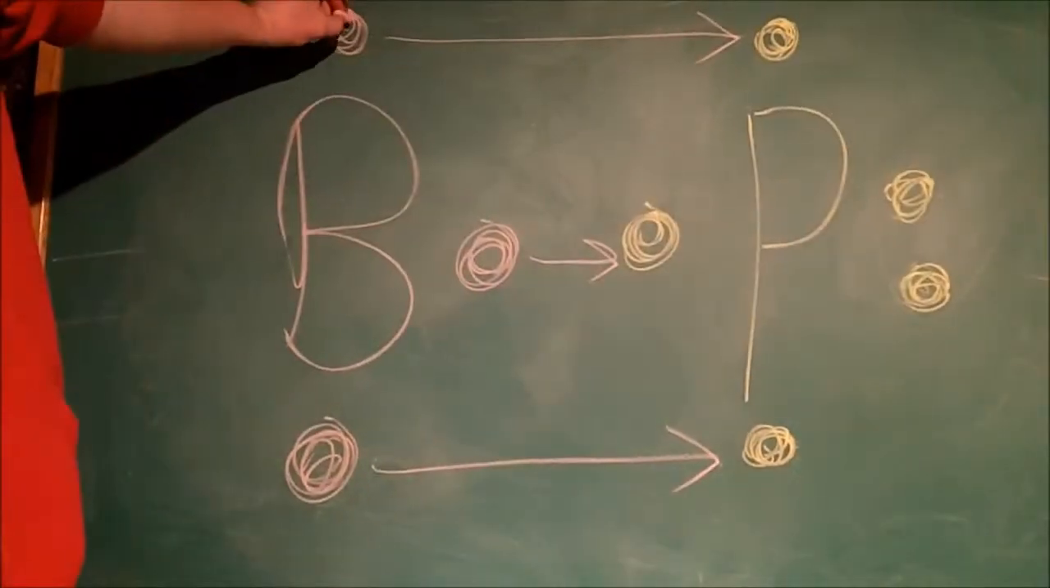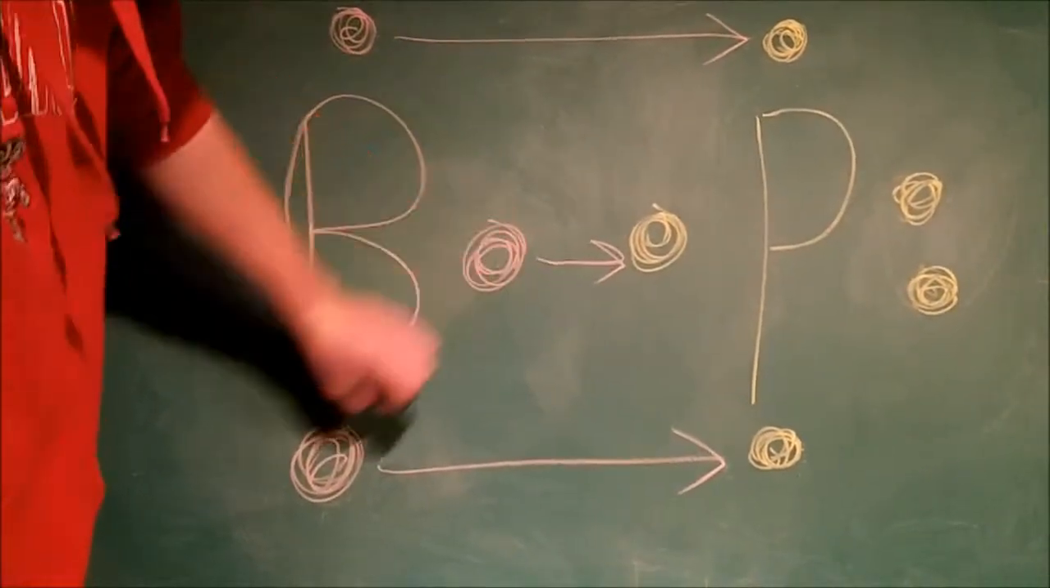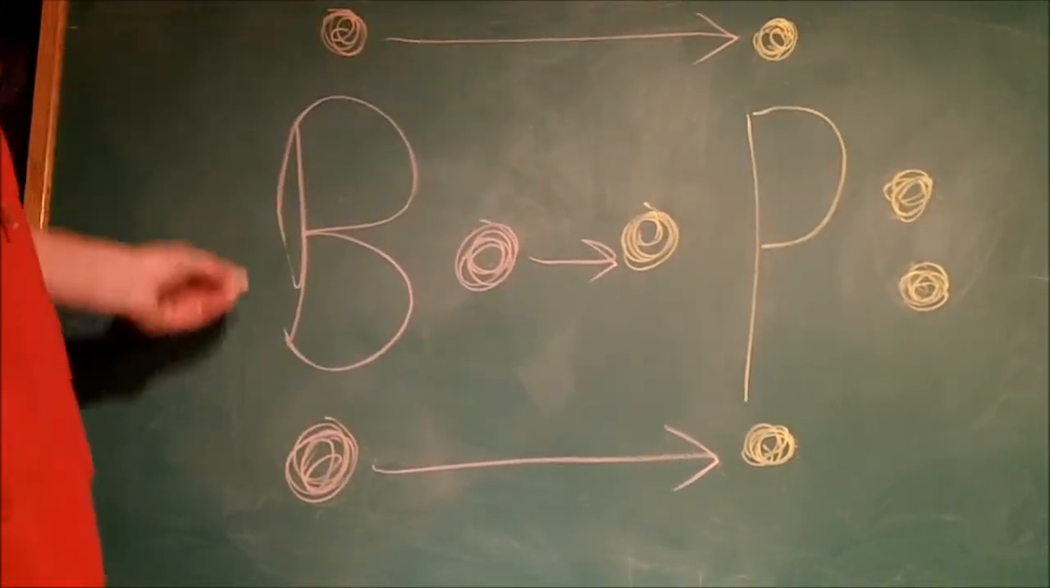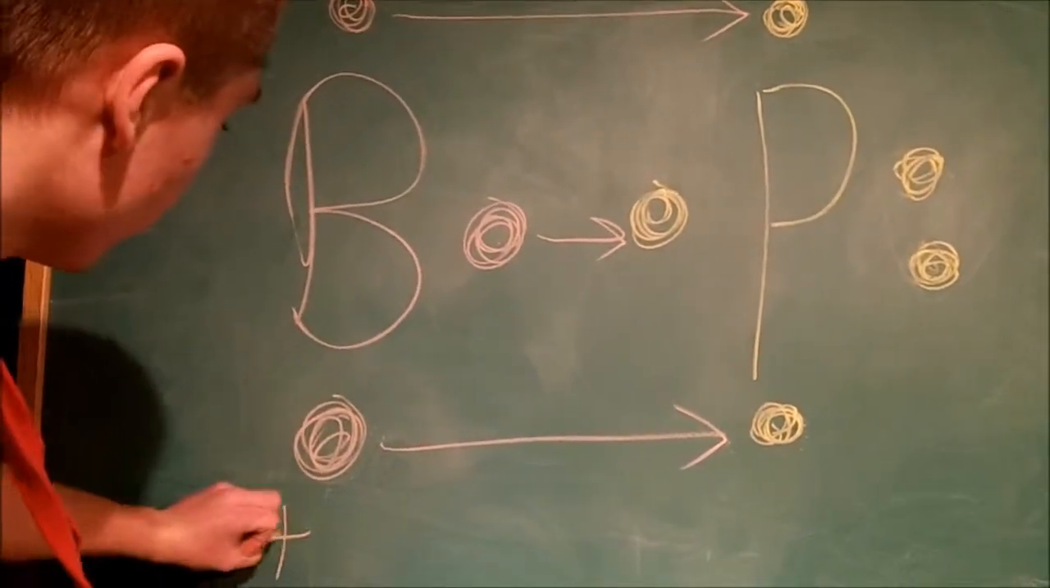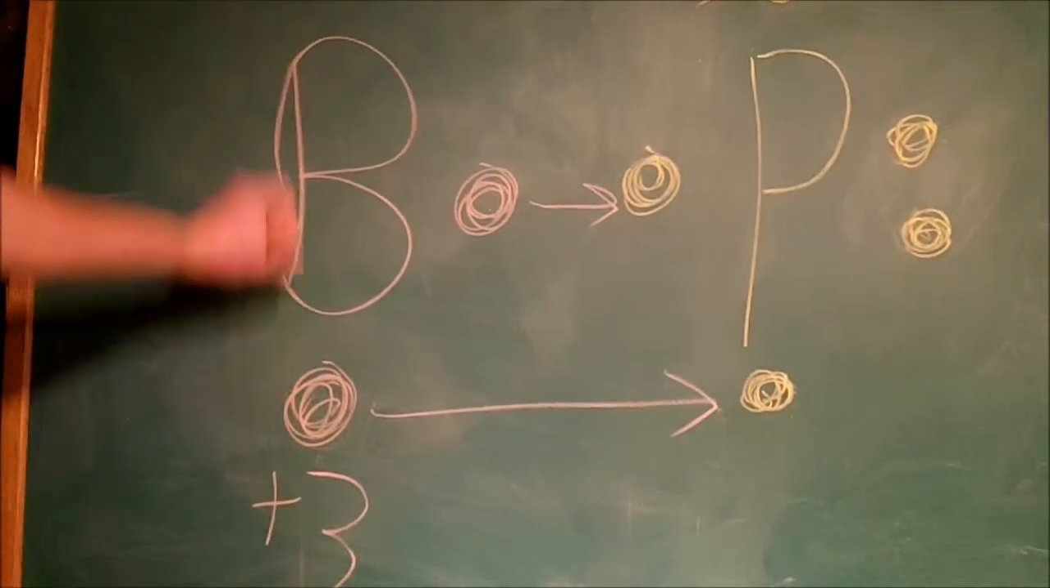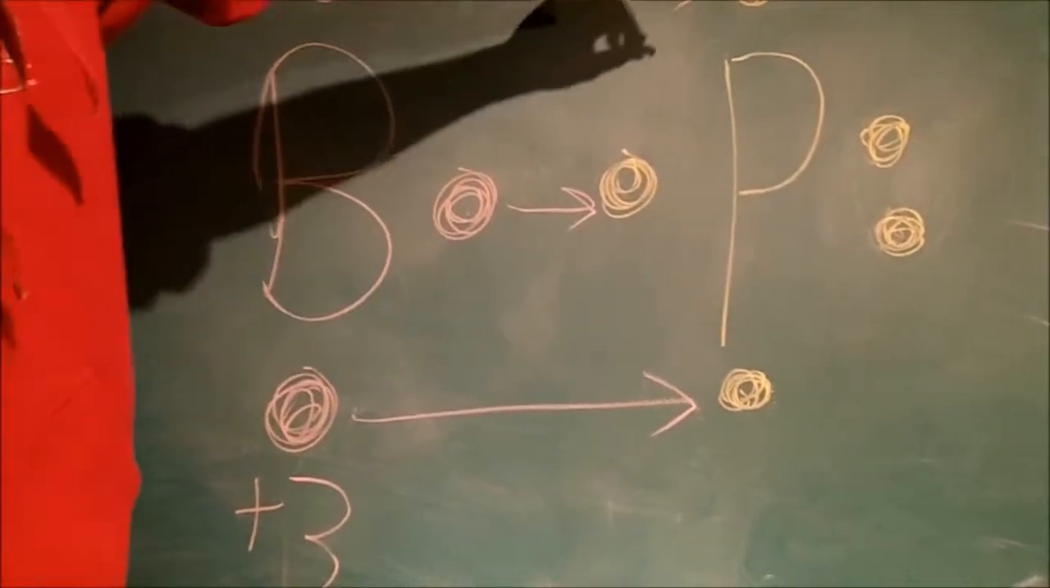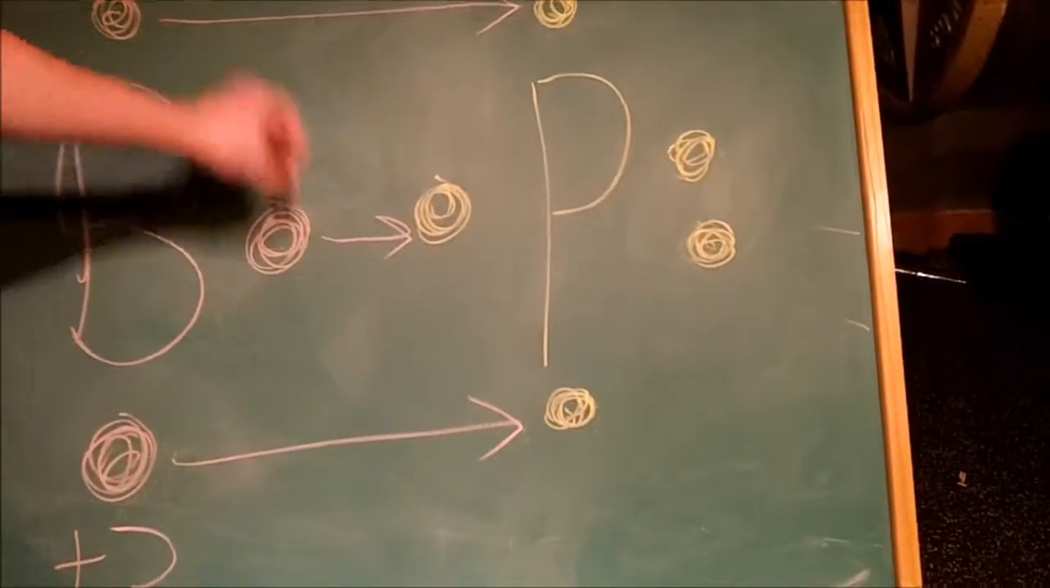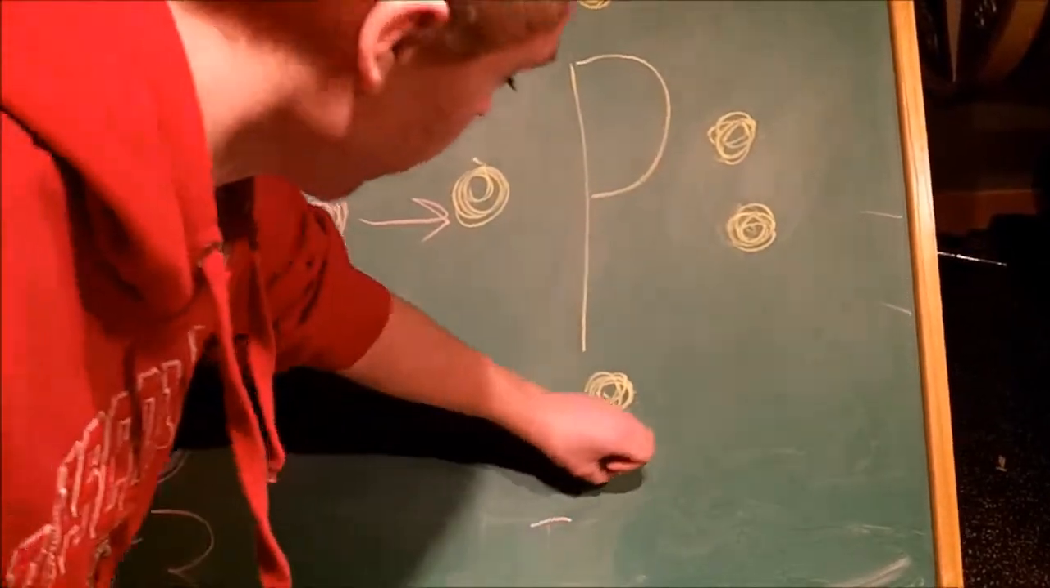Alright, boron gave away 3 of its negative charges, just 3 of the electrons, so it's going to have a positive 3 charge because it no longer has those 3 negatives. Phosphorus gained 3 negative charges, so it's going to be negative 3.